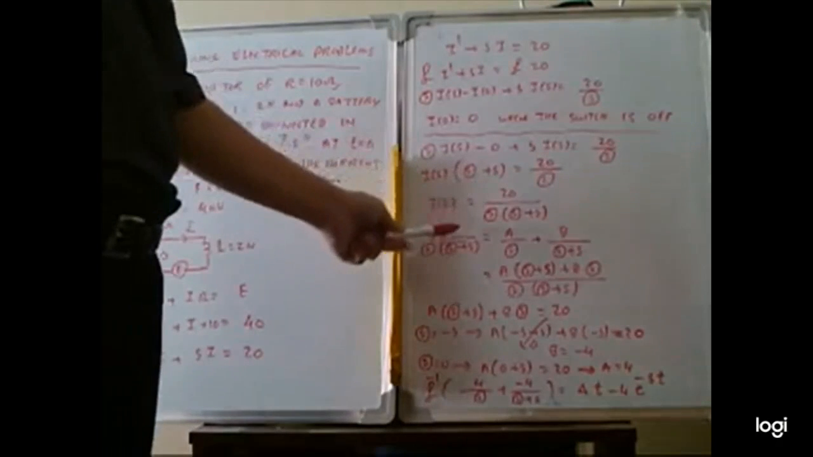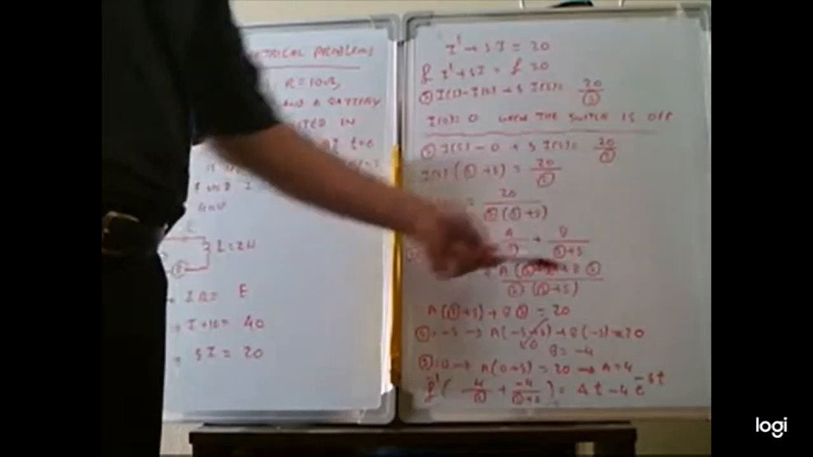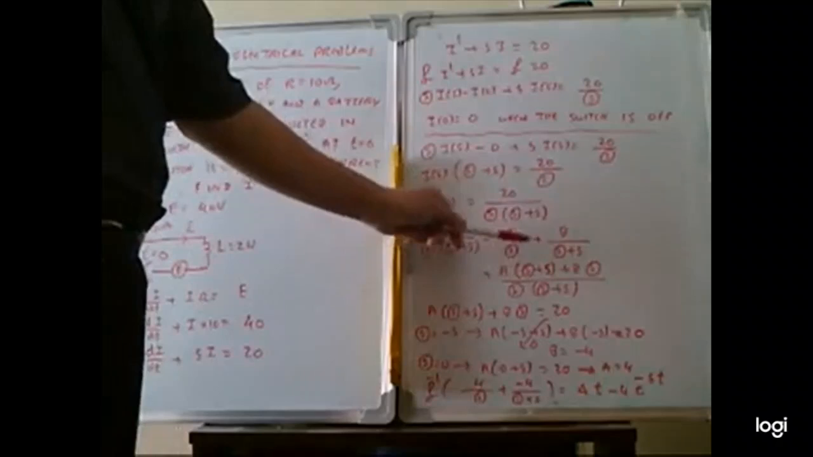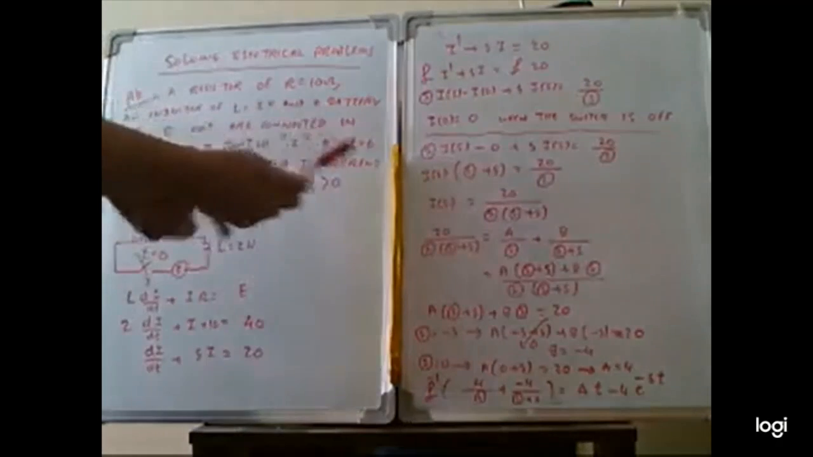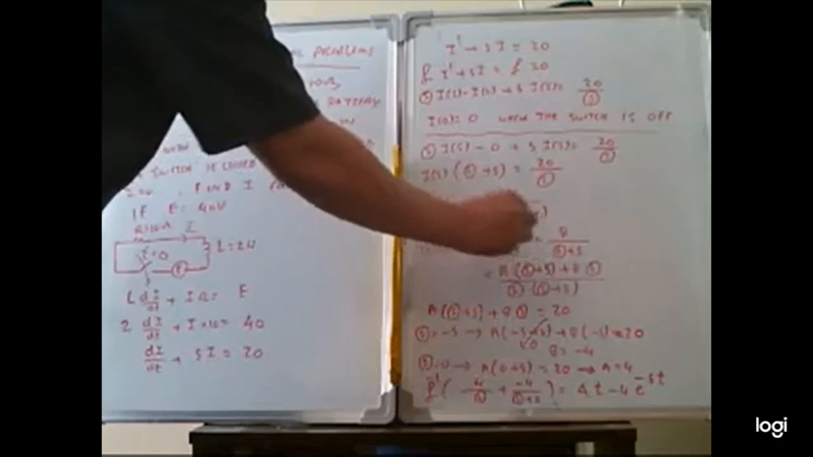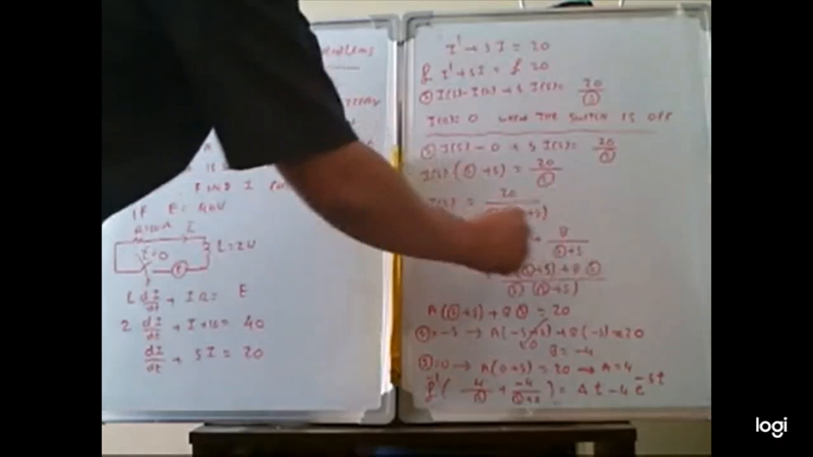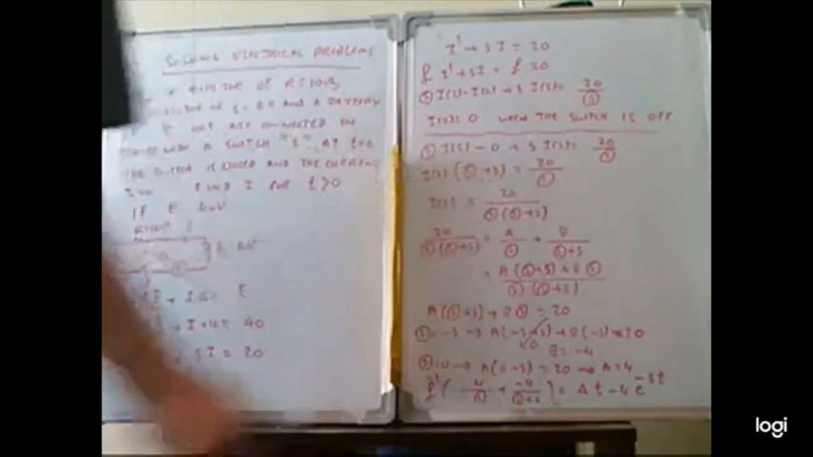So this 20 divided by s multiplied by (s + 5) can be written in partial fractions. Then we get A/s + B/(s + 5). So we make the cross multiplication. (s + 5) multiplied by A, so A(s + 5), and s multiplied by B, so B s. Then we get A(s + 5) + B s = 20.